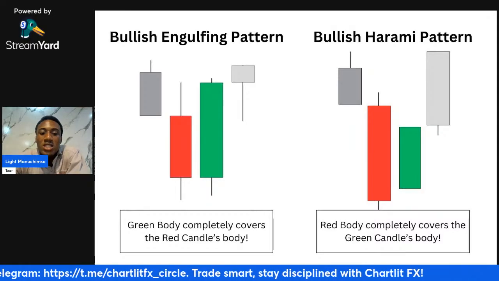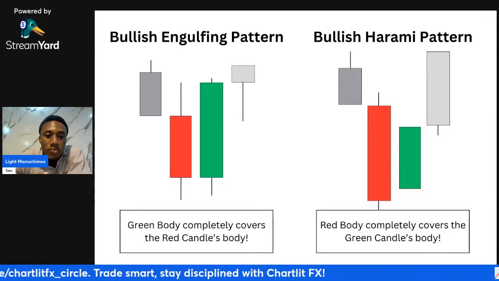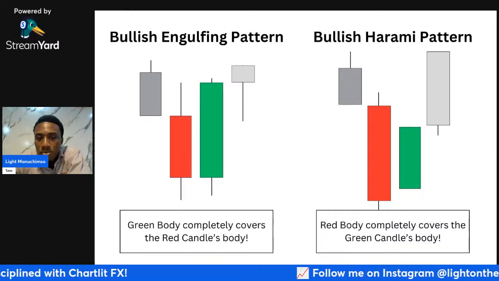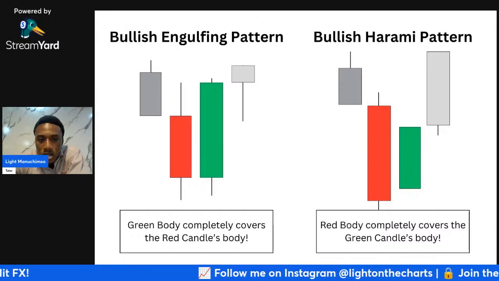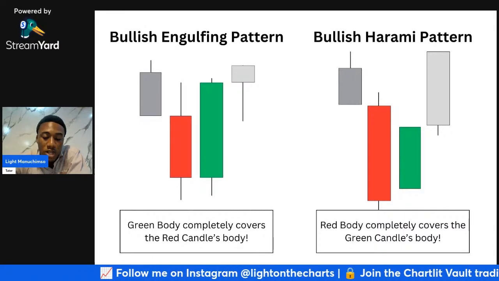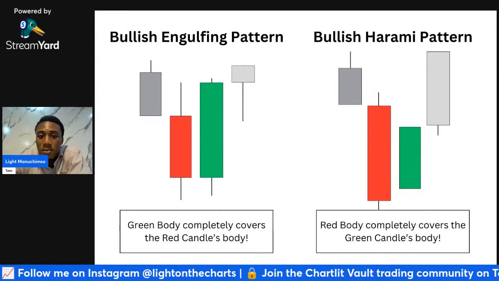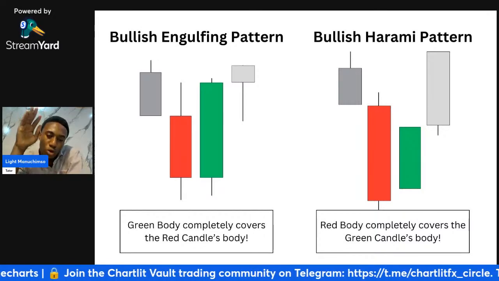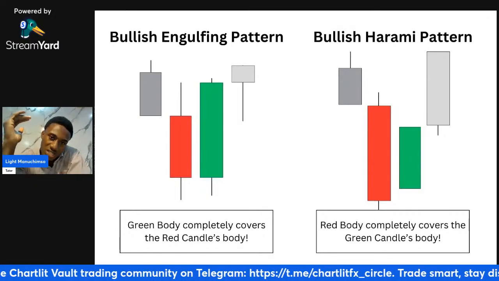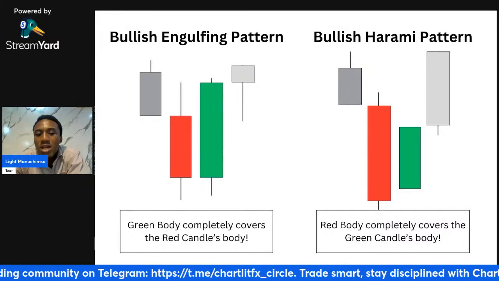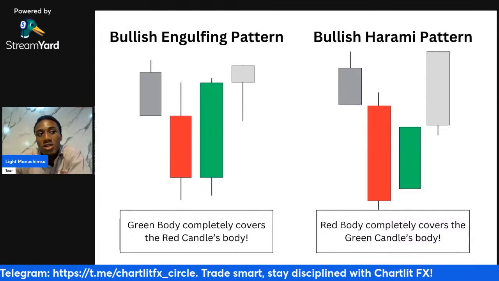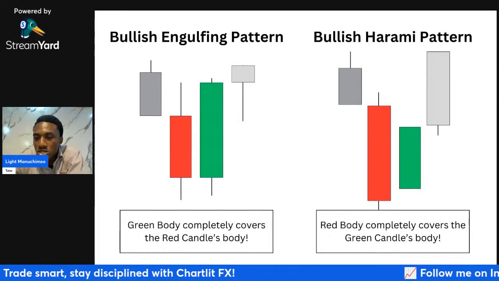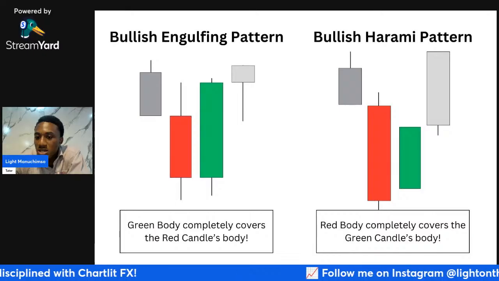So that is the bullish engulfing pattern. The same thing applies for the bearish engulfing pattern. See, a red body completely covers the green candle. The same thing applies: it appears at the top or at the end of an uptrend, at the key resistance level. That's where you see this pattern, and then you know that okay, the market trend is changing. Sellers are ready to push price downwards. So that is it.